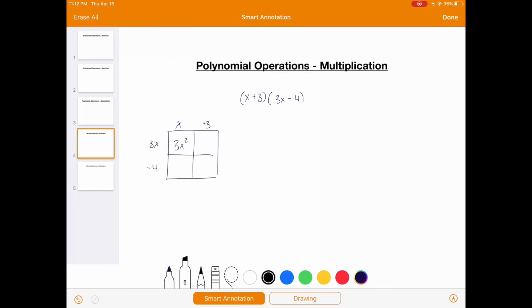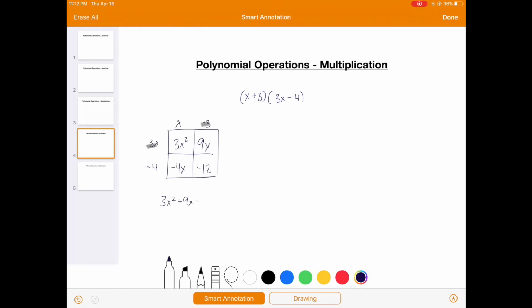And then 3x times 3 is going to give me 9x. X times negative 4 is negative 4x. And negative 4 times positive 3 is negative 12. Then I can rewrite that as 3x squared plus 9x minus 4x minus 12. And then you combine your like terms. 9x minus 4x is positive 5x. Everything else drops down.